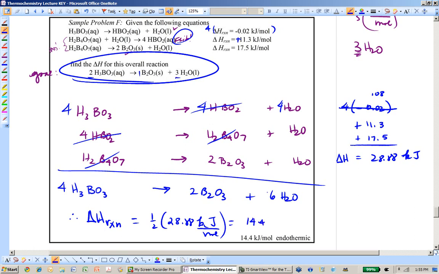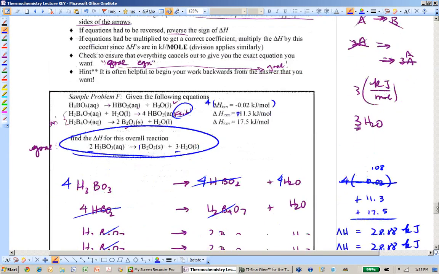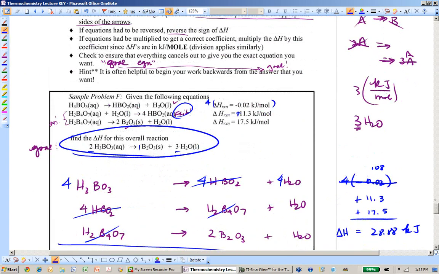14.4 for 3 sig figs. Kilojoules per mole. And it's got a positive sign. It's endothermic. So once again, what do? If you flip a reaction, you change the sign. If you multiply a reaction, you multiply the delta H. If you divide a reaction, you're going to divide the delta H. So whatever thou does to the reaction, thou must do to the delta H.